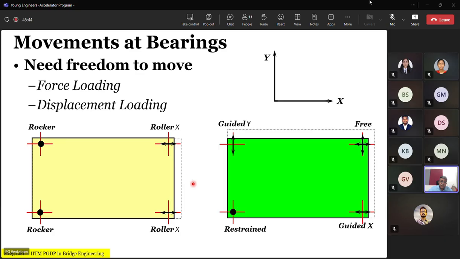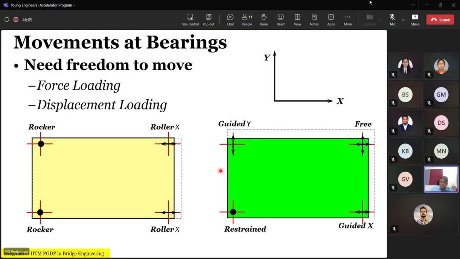So what does this do? This does not permit any movement in the transverse direction. It permits only displacement in the longitudinal direction. Say we have an X and Y direction. So for both the force loading as well as for displacement loading, this is the only displacement possible in the old classical rocker and roller arrangement.